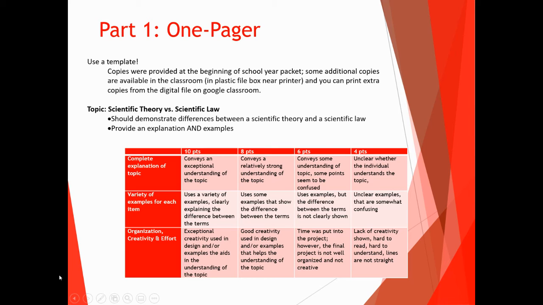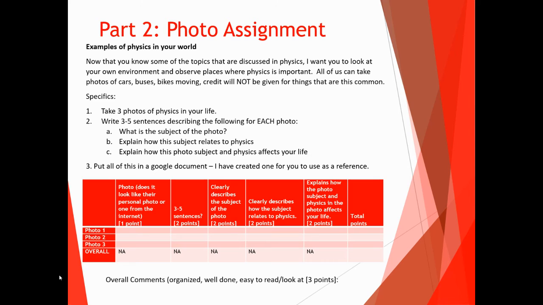So again, your one-pager, scientific theory versus scientific law. You're comparing between the two and indicating how they're different. What's the difference between these two? And don't forget to provide examples. So part 2 is going to be a photo assignment. So I'm going to have you look for examples of physics in your world.